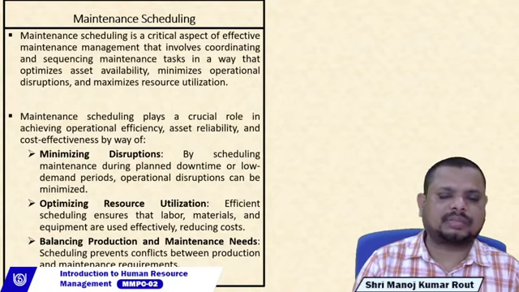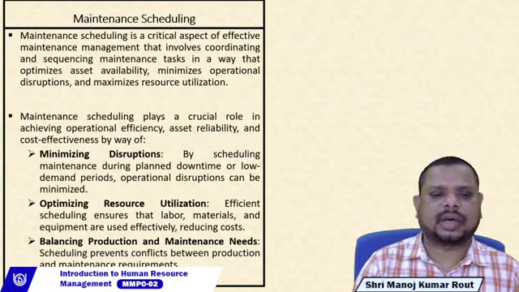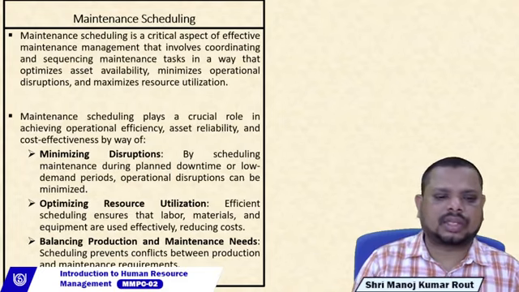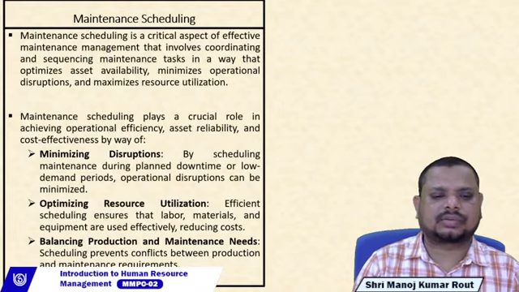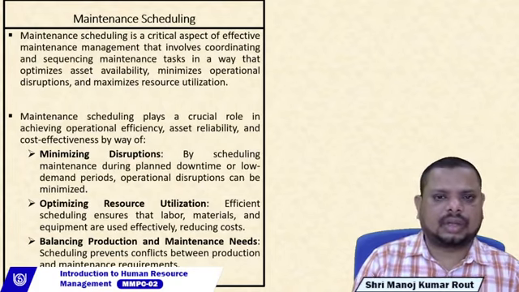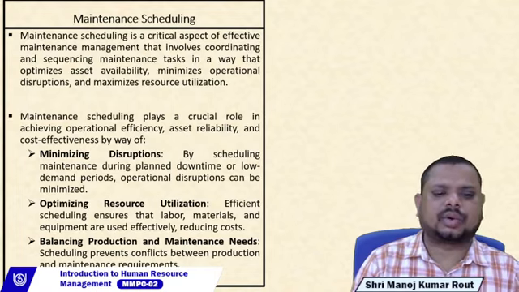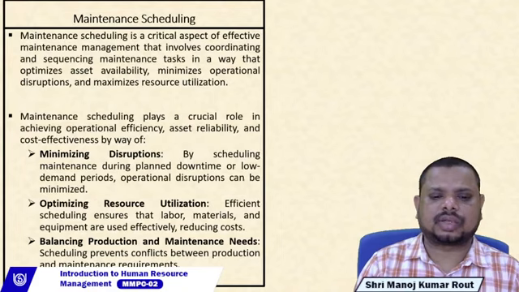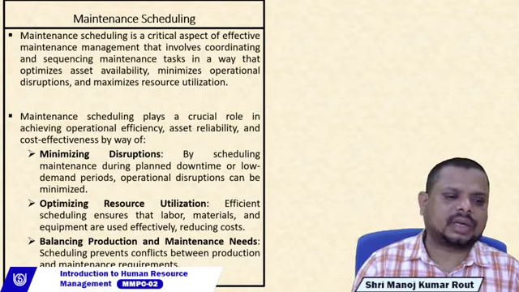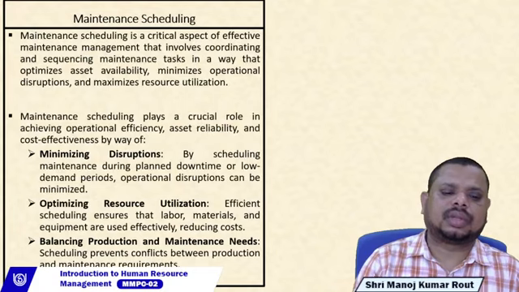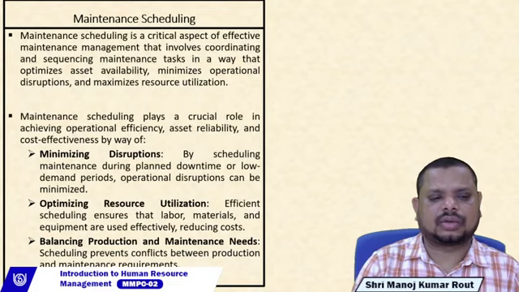The first important part is to minimize the disruptions, which is done by scheduling maintenance during planned downtimes or low demand periods, so that operational disruption can be minimized. Whenever it is applied, it reduces downtimes when the demand is less. The second one is optimized resource utilization. In this case, efficient scheduling ensures the men, machines, and materials are used effectively to reduce the cost.